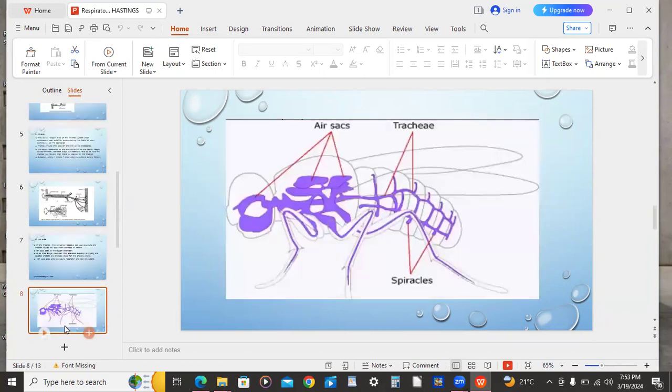This is the structure of the air sacs that are found in the body of an insect, and they are located on the thorax of the insect.